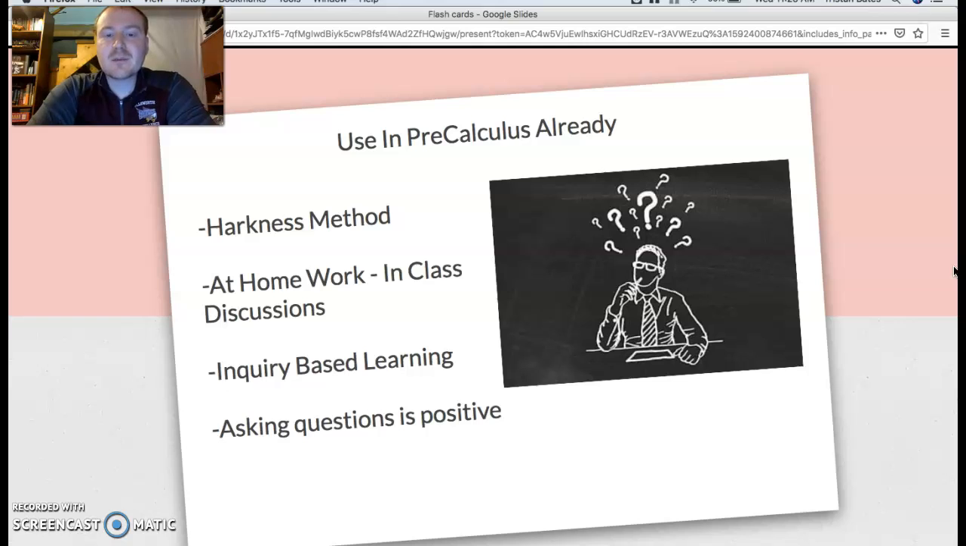One of the big parts of pre-calc and of inquiry-based learning and of flipped learning in general is this idea that asking questions is a really positive thing. One of the articles I read was about how to encompass or add a lot of questions, or how to get students to ask questions, and how to get them to ask good questions, and how to build that question strategy for the students.